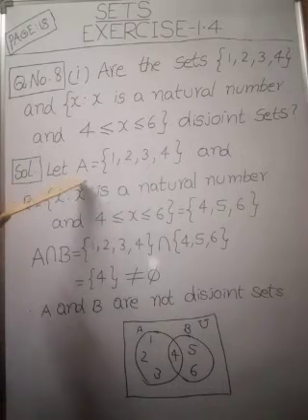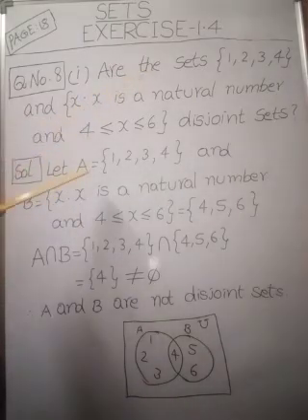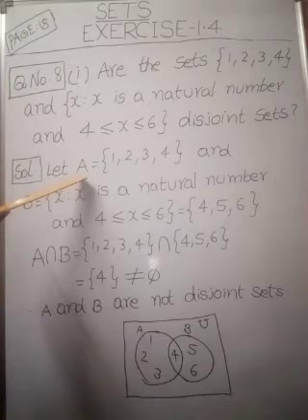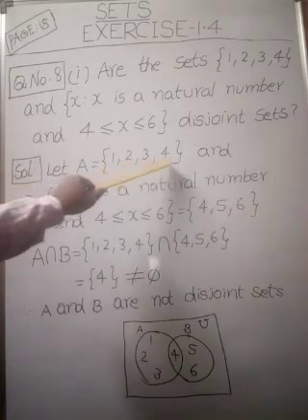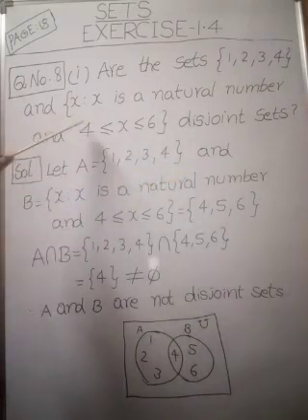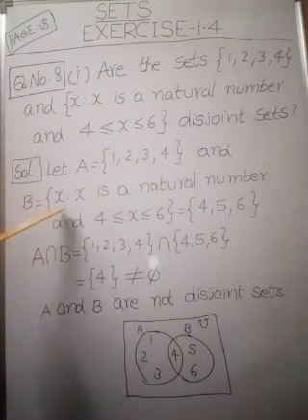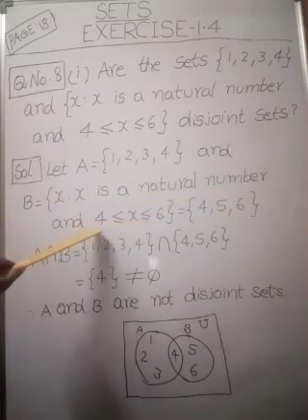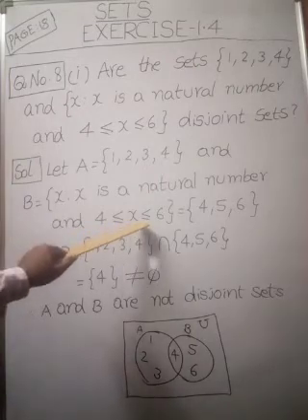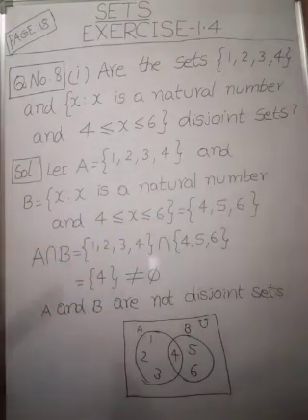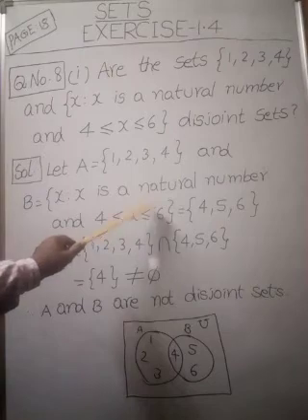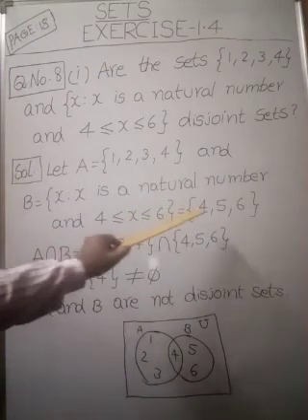So first I am writing the given sets, where I am assuming that the first set is A. It is not given. For our convenience, we are assuming that the given set is A. A = {1, 2, 3, 4} and I am assuming the second set is B. B = {x : x is a natural number and 4 ≤ x ≤ 6}. So here set B is given in the set builder form. Let us write the set B in the roster form.